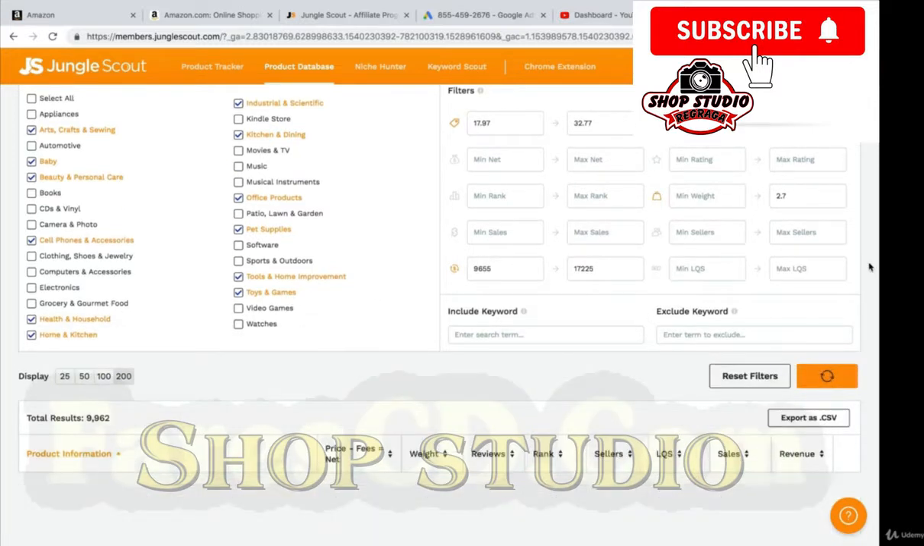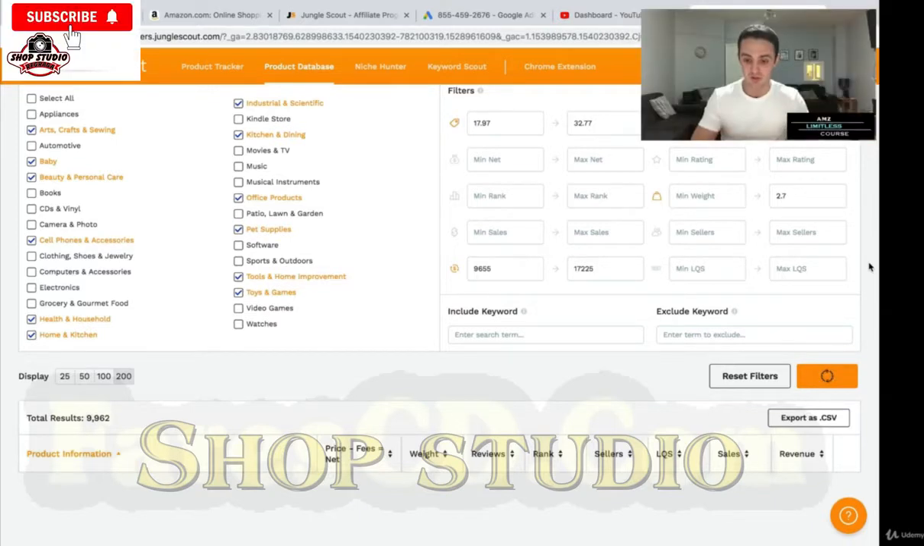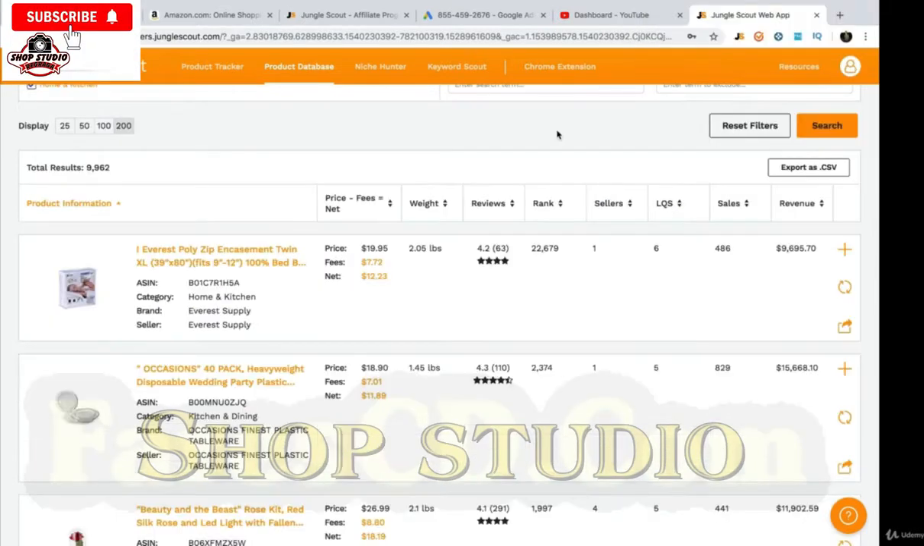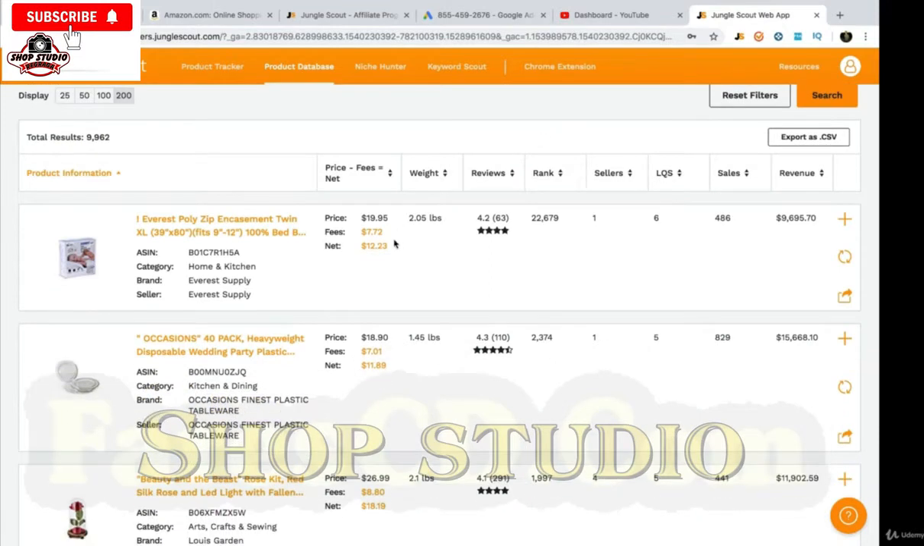What Jungle Scout's now going to do is scout the entire Amazon base, the US Amazon base, whatever marketplace you've chosen. It's going to give you all of the products that fit into the set of criteria you've given it here. And here we've got all of our results. The first thing you're going to notice is the price, the active price it's already selling on Amazon for, Amazon's fees, and then your net profit margins here.